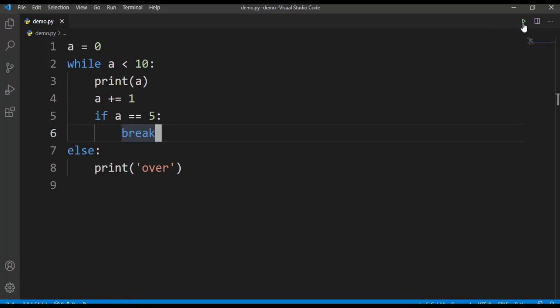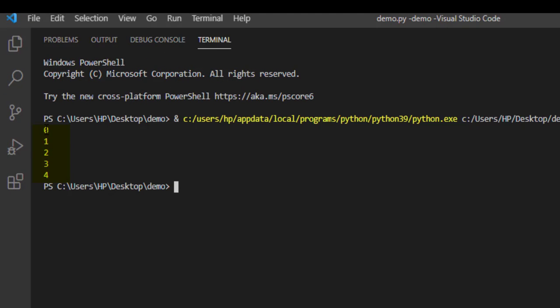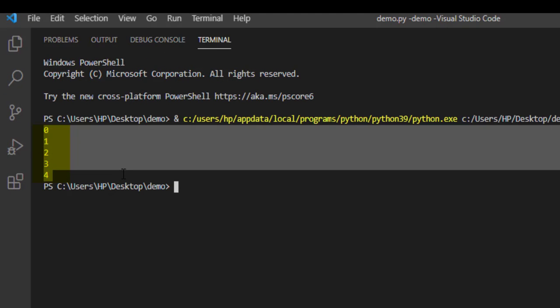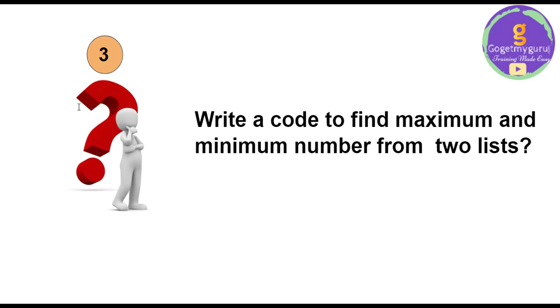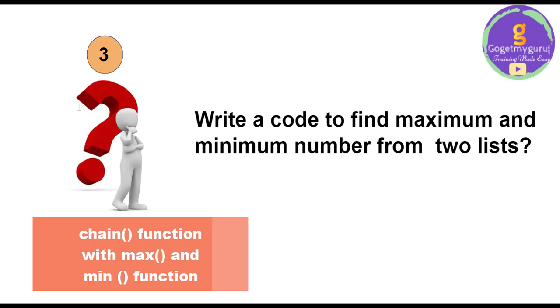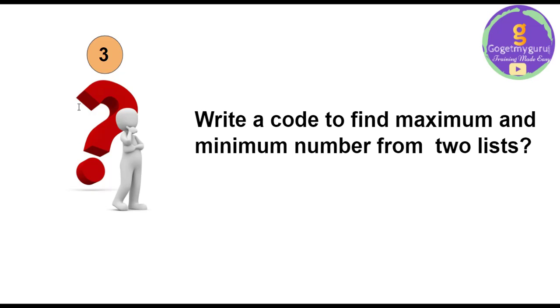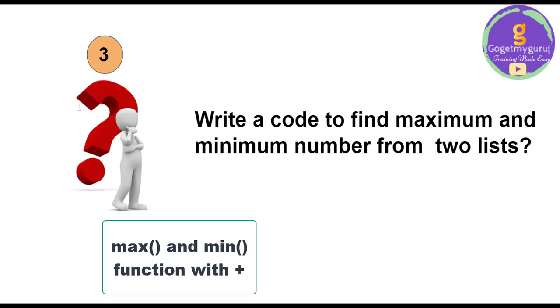So when I run this program, you can see that we have got values 0 to 4. The else block is not getting executed because we are using a break statement there. Let's move on to the next question. So write code to find the maximum and minimum number from two lists. We can do it in two ways. One is using chain, that is importing it from the itertools module, and the other one is using the max and min functions. So let's try to write the code.